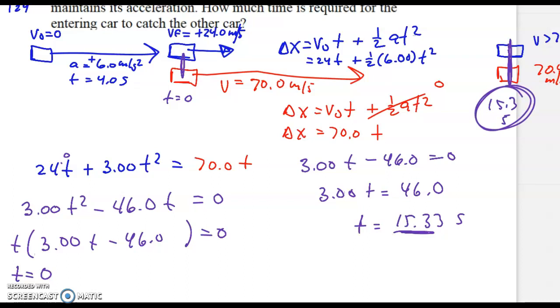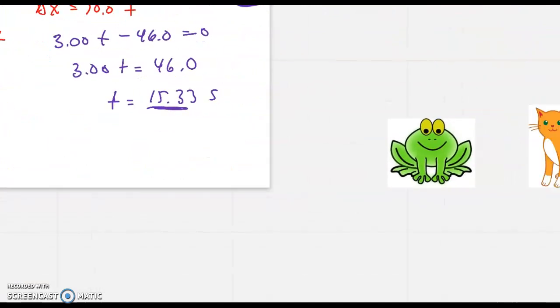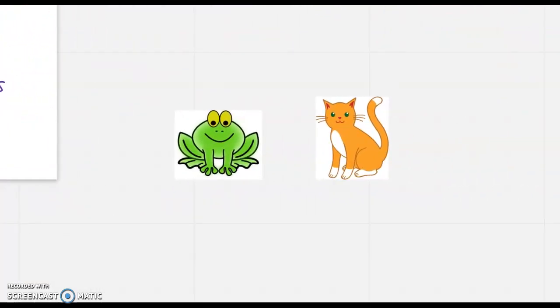There you go. There are other ways you could have done it too, especially graphically would have also worked. All right, I hope you were able to follow that one, and if not, give it another shot.